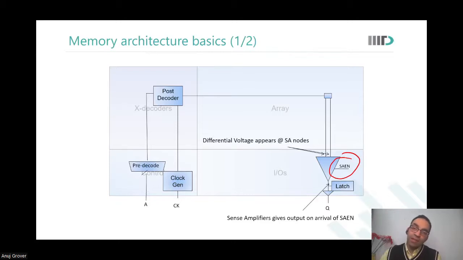If SAEN arrives early, what happens? In that case, there is not the required differential voltage at the sense amplifier inputs, and due to mismatch, your read operation can fail. So you do not want SAEN to arrive at a very distant time from the optimal time. Are you able to see this?